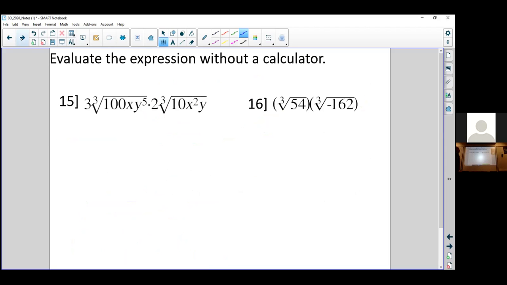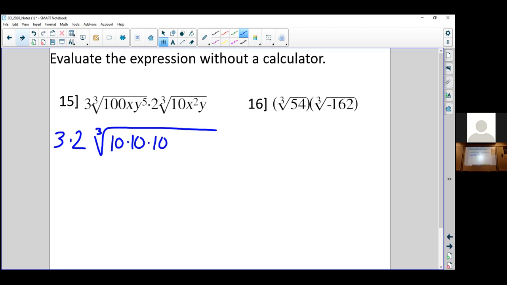All right, evaluate without using a calculator. So realize I have a 3 and a 2 that are going to be outside. I'll just leave those as 3 and 2 for right now. Okay, yes, I could multiply them together. I will at the end. I'm going to put everything underneath the same radical sign. I want the 3rd root, but they're both 3rd roots. So 100 is the same thing as 10 times 10, times that last one. Do you agree with the math so far?